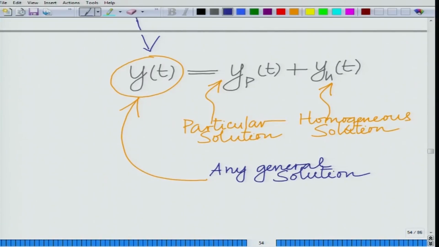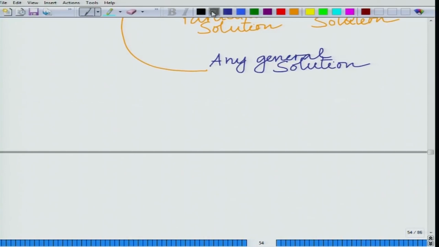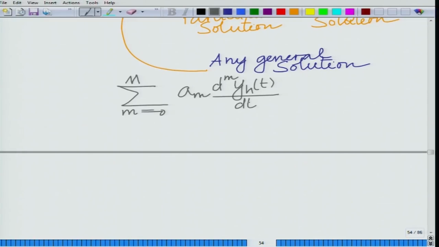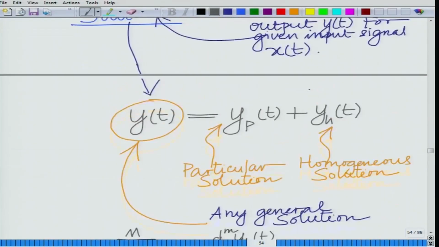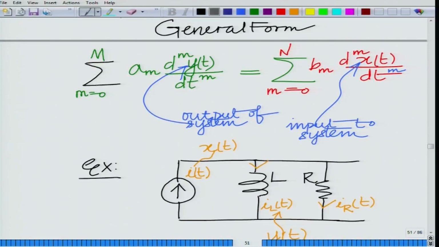Okay. So, that is what we have over here, and the homogeneous solution in particular is given as summation m equal to 0 to M, a_m d^m y_h(t) divided by dt^m. So, you take the left hand side of this differential equation, okay. So, this is the left hand side.